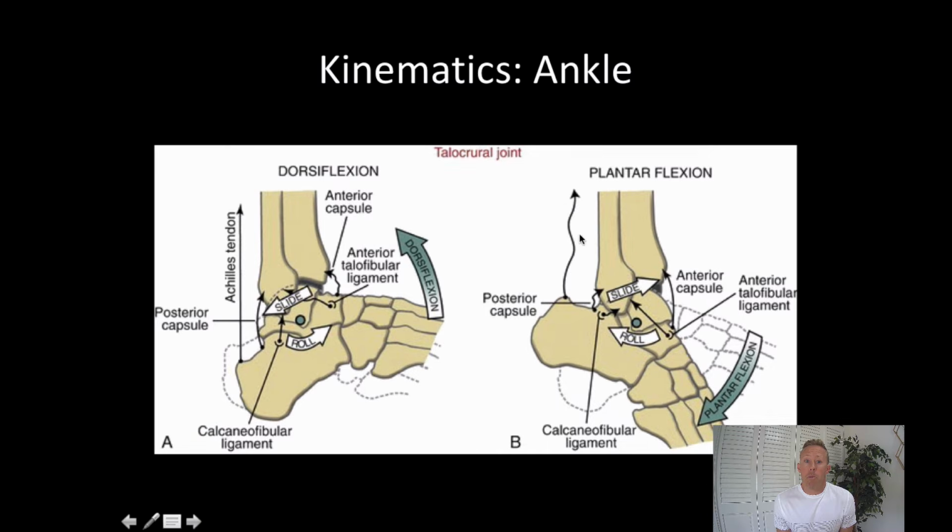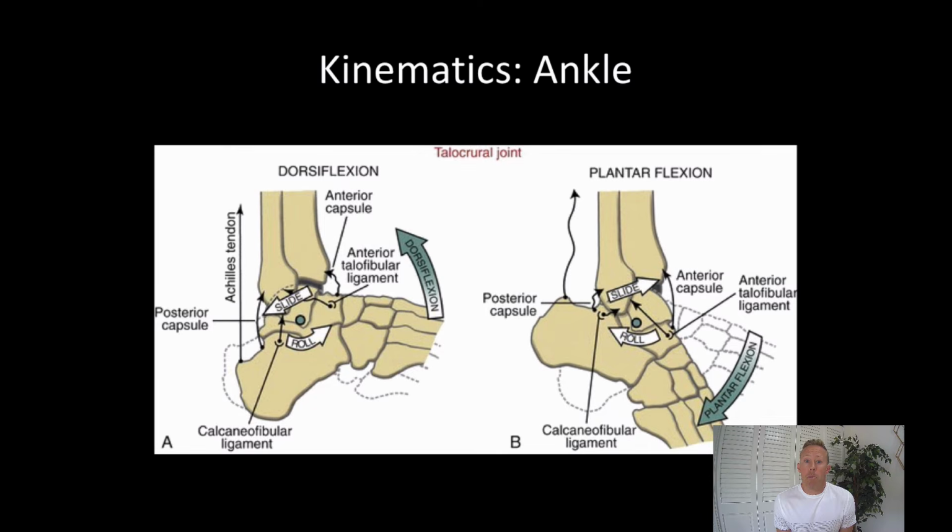And then on the flip side, plantar flexion. In this case, as we point our foot, we're going to have a posterior roll, just the opposite of dorsiflexion. Posterior roll and an anterior slide. Again, that's an open chain movement. Your foot's not fixed to the ground. The talus is moving on the tibia and fibula.